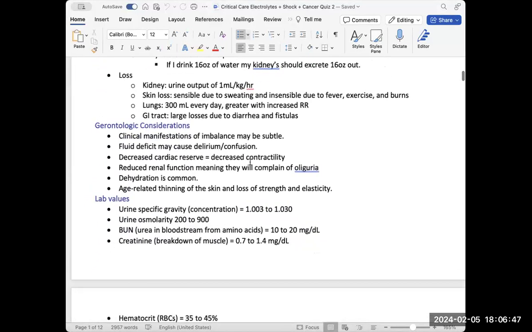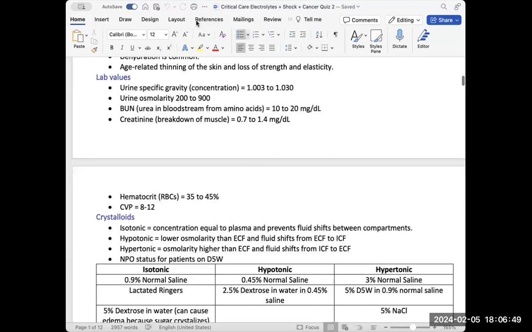Something else that I wanted to go over was the lab values, because I wanted to make sure that we all have the same things in our notes. So for urine specific gravity, I have, Dr. Remy said, it's 1.003 to 1.030. And for urine osmolarity, I have 200 to 900. For the BUN, I have 10 to 20. And for creatinine, I have 0.7 to 1.4. Is that what you all have? I just want to make sure that we have the same values.